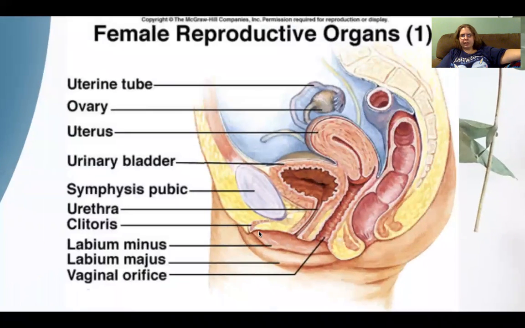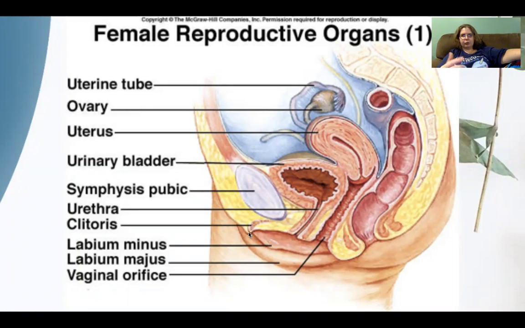Here you'll be able to see the external structures as well. So again, we have the ovary, the fimbriae, the fallopian tube, leading to the uterus. You can see how thick it is. This separation here, that's the cervix. This is the vagina. Then we have the labia minora and the labia majora. And right here, this little tiny knob here, that's the clitoris.